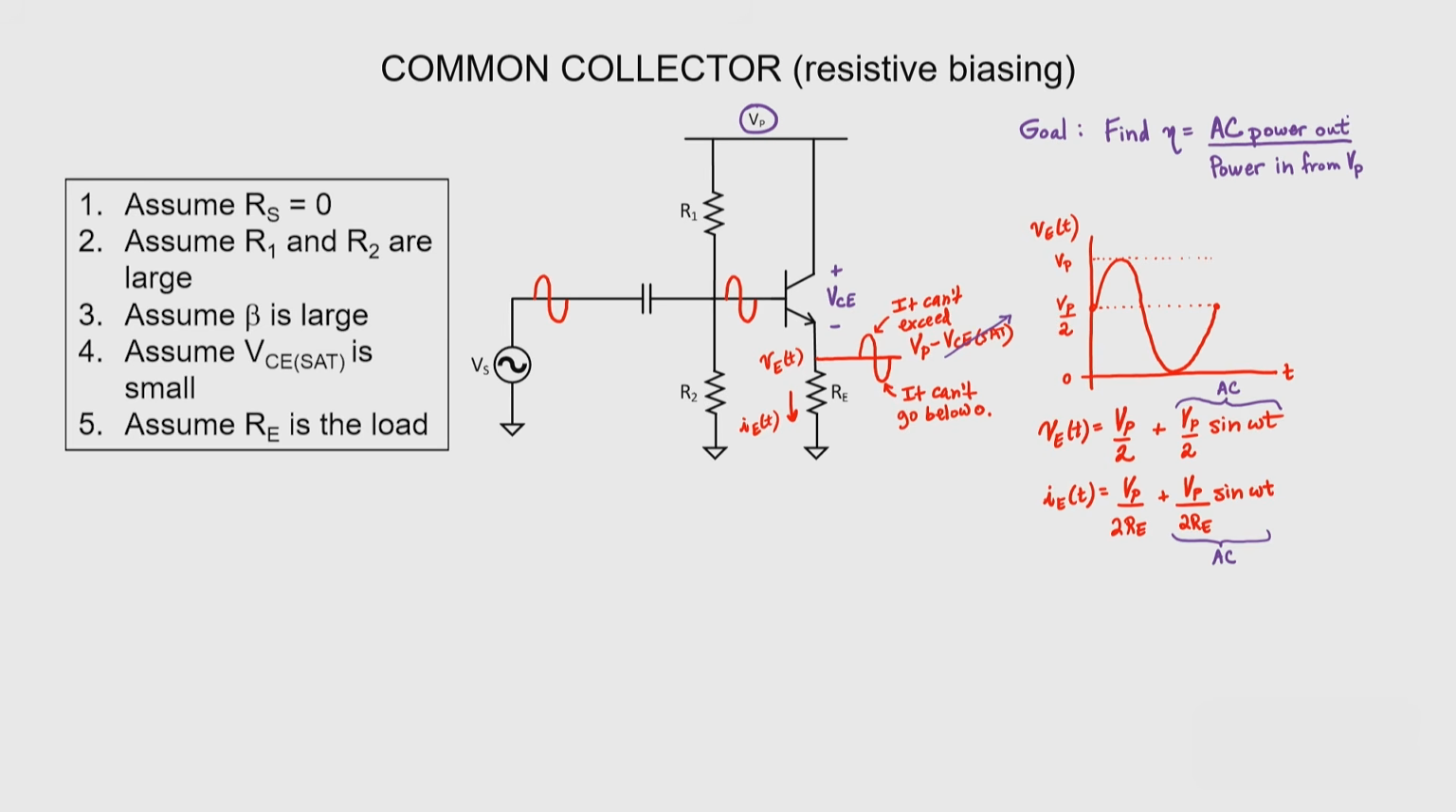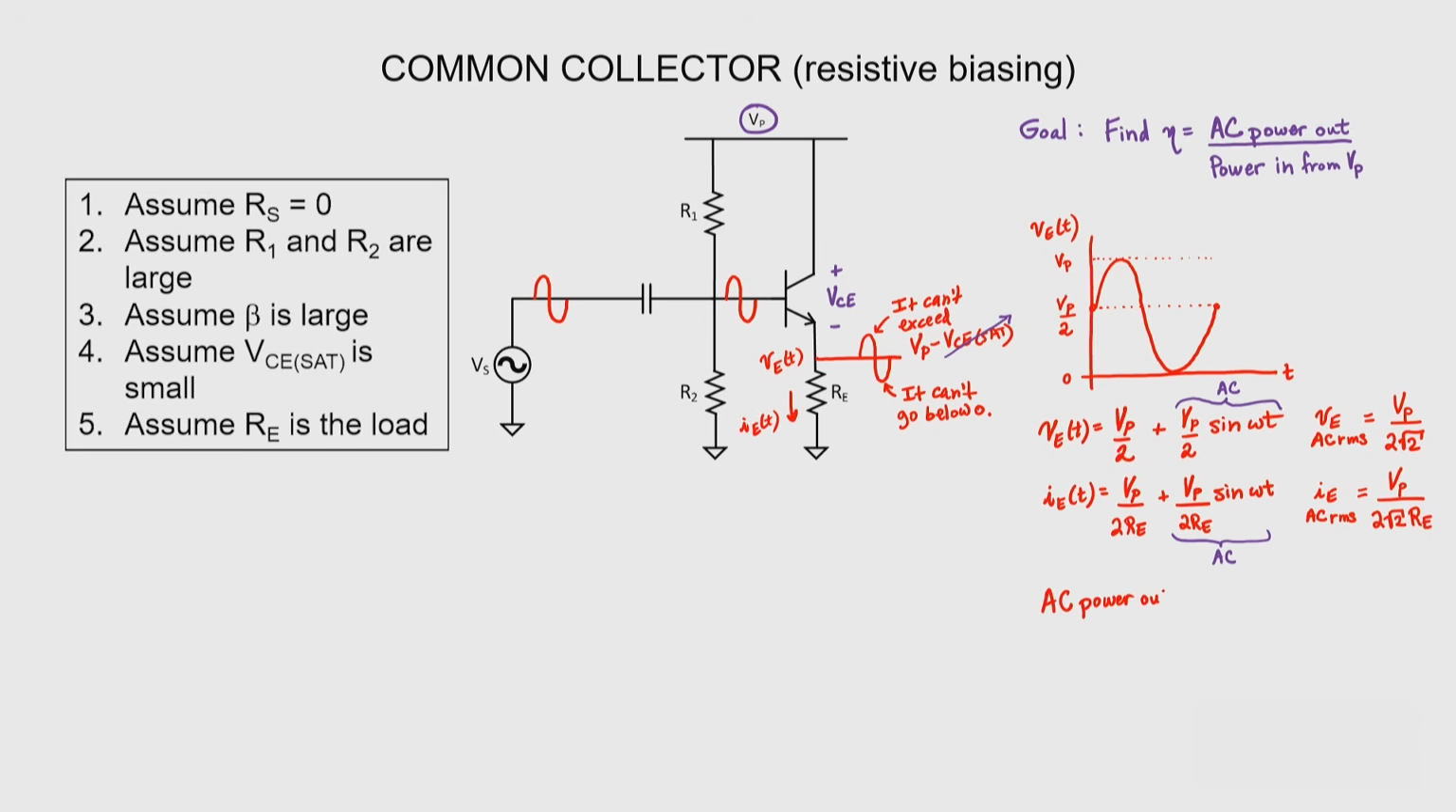I'm interested in calculating the efficiency, so I'm going to need the AC power out. Using the AC portion of this expression and the amplitude, Vp over 2, I can write what the AC RMS voltage is here at the emitter. I just need to divide that amplitude by the square root of 2. I can do something similar here with the emitter current. I can take the AC portion of it and identify an RMS AC emitter current by looking at the amplitude and dividing it by the square root of 2.